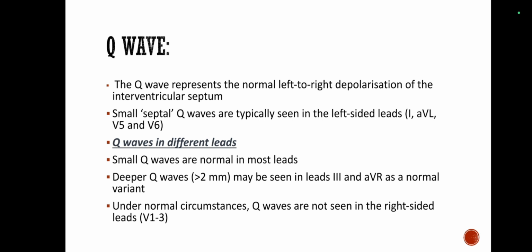Q waves in different leads. Small Q waves are normal in most leads. Deeper Q waves may be seen in lead 3 and AVR as a normal variant, and Q waves are not seen in the right sided leads, which are V1, V2 and V3. It is also normal.